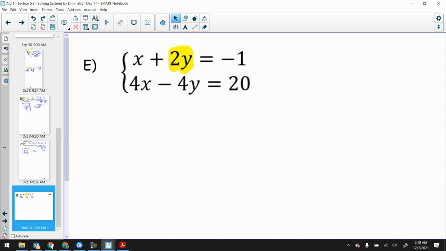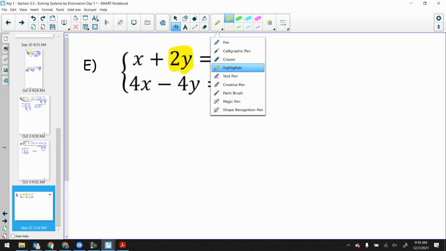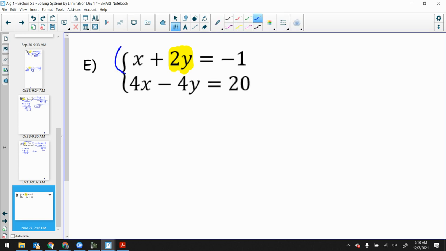So let's try this route. Okay? Let's go this one. Let's multiply the whole top equation by 2 and see what happens. Go for it. I'll give you like 3 minutes head start.